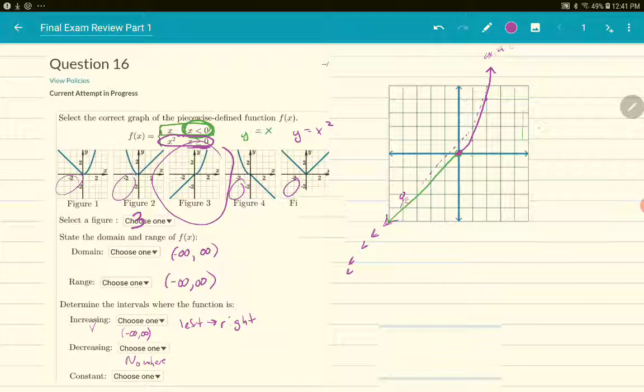And it's also never constant. Decreasing looks like a downhill line, and constant looks like a flat line. So both of those are nowhere for this problem. And that's number 16.